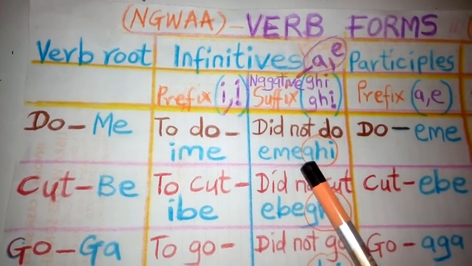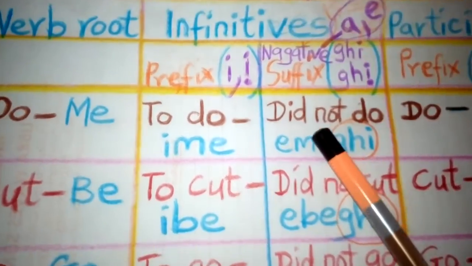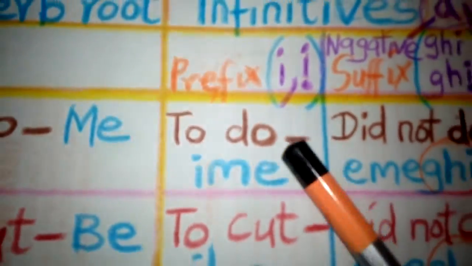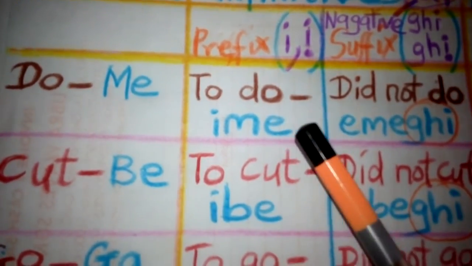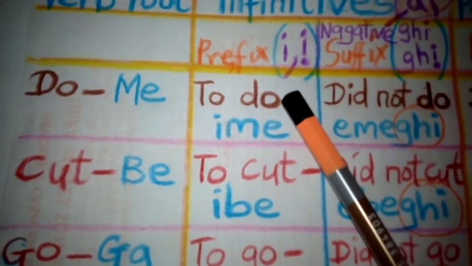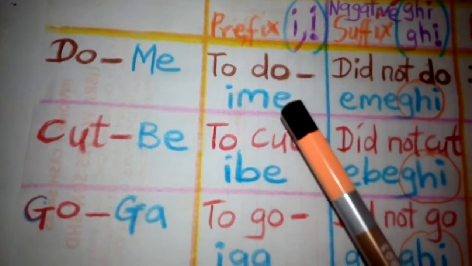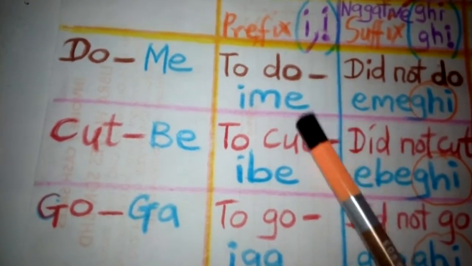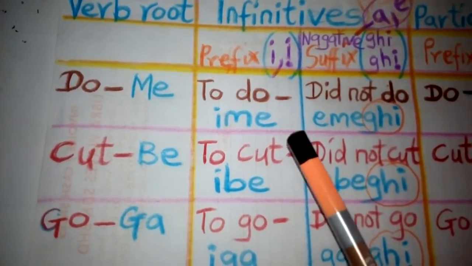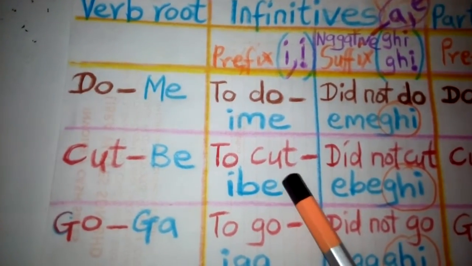While in the Igbo language, the infinitive form of a verb has a prefix of e or a, depending on the vowel harmony of the verb stem. Which means using e or a as a prefix depends on the vowel group of the verb stem in a sentence. I hope I'm making sense. I will be giving you an example shortly.